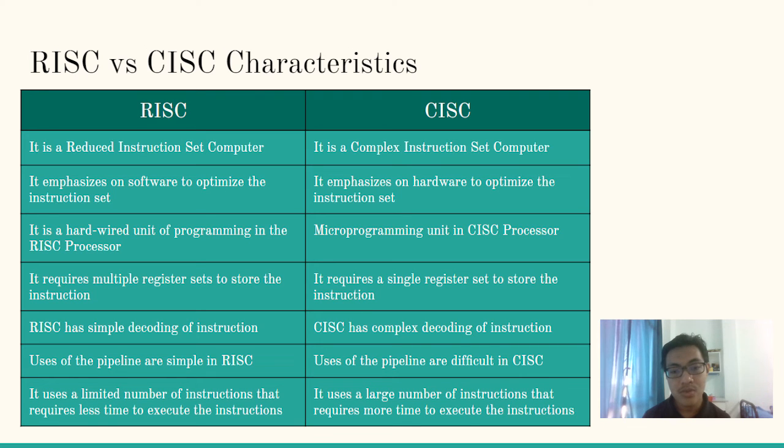Furthermore, when it comes to decoding of instructions, RISC has a simple way of executing it, while CISC is more complex about it. In addition, in terms of use of the pipeline, it is simple in RISC, but in CISC it is difficult. Then, RISC uses a limited number of instructions, which results in less time required to execute the instructions. Meanwhile, CISC uses a large number of instructions that requires more time to execute the instructions.